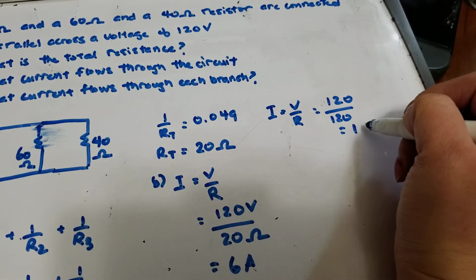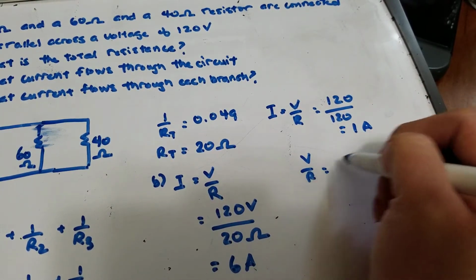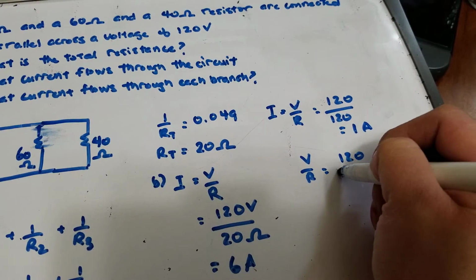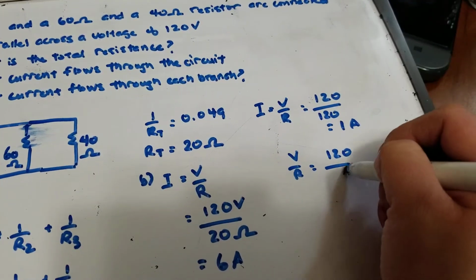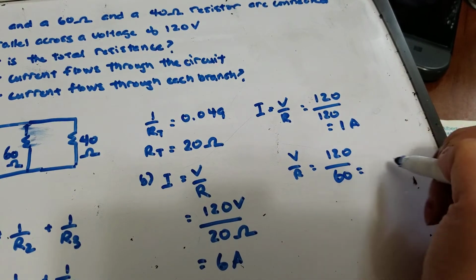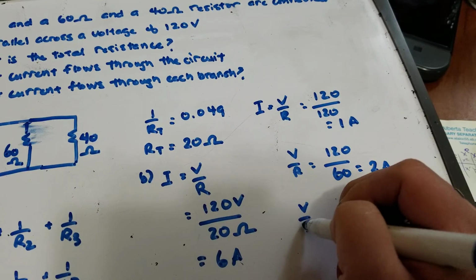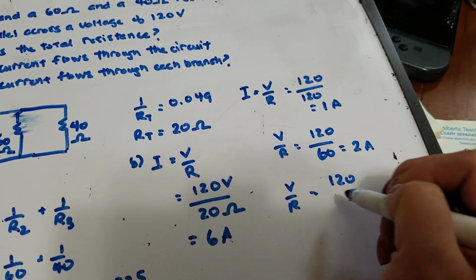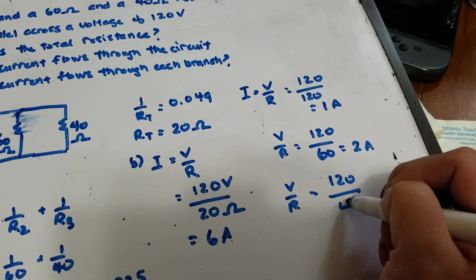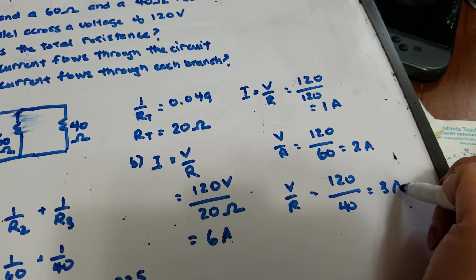1 amp. The second one, V over R, is equal to, your voltage stays the same, divided by your second resistor, 60, which gives you an answer of 2 amps. Your third one, V over R, is equal to 120, because that stays the same, divided by your resistance of 40, which gives you an answer of 3 amps.